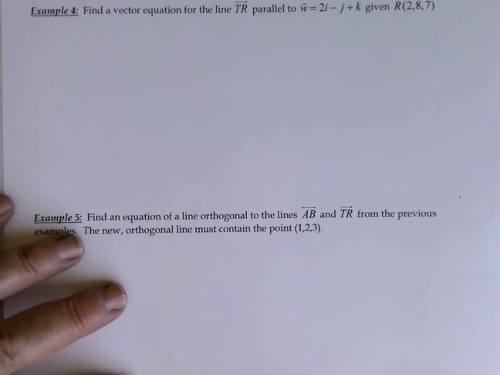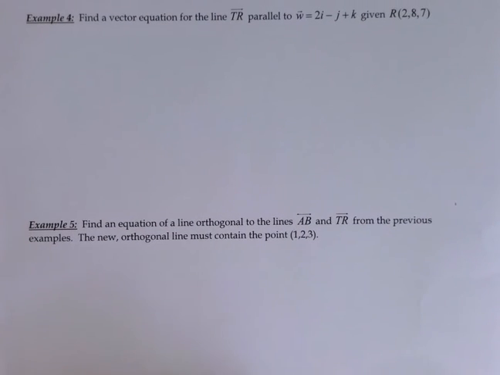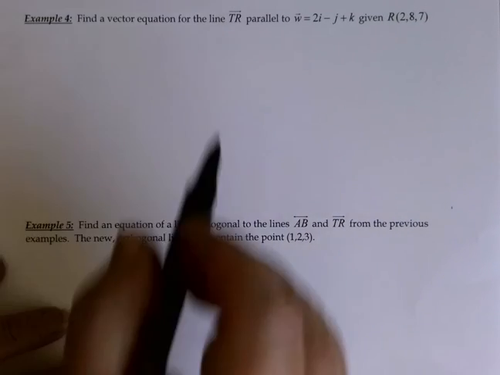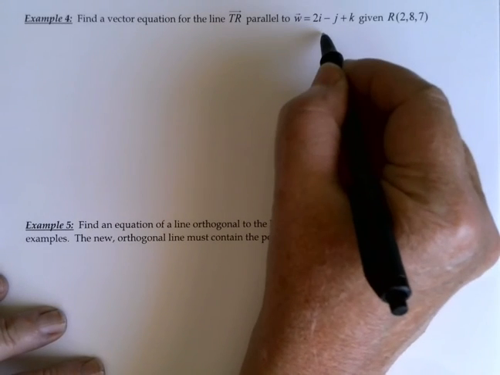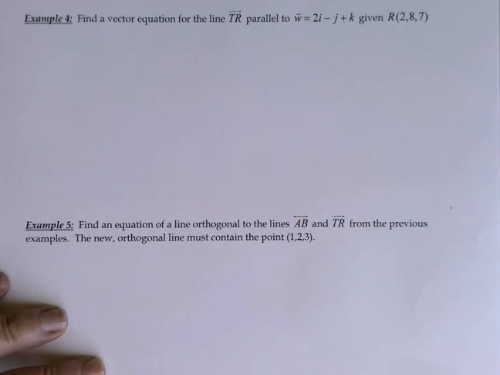We have just a couple more examples. I know this is getting a little long, but let's see if we can squeeze in our last two examples on this video before we get to the geometry in the last video for this section. It's a long one, I know. All right, we want the equation in example 4 for the line parallel to this given line and given this point R, 2, 8, 7.